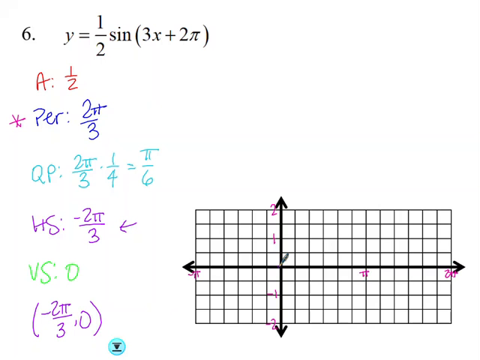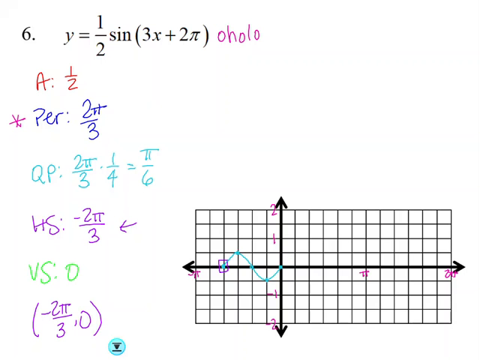So my starting point is -2 pi over 3, 0, which is here. We have a sine function, so we have 0, high, 0, low, 0. So I'm going to start in the box. My amplitude is 1/2, so when I go high, I'm only going up to 1/2. The quarter period is pi over 6, so I'm only going over 1 block. And there's our graph.